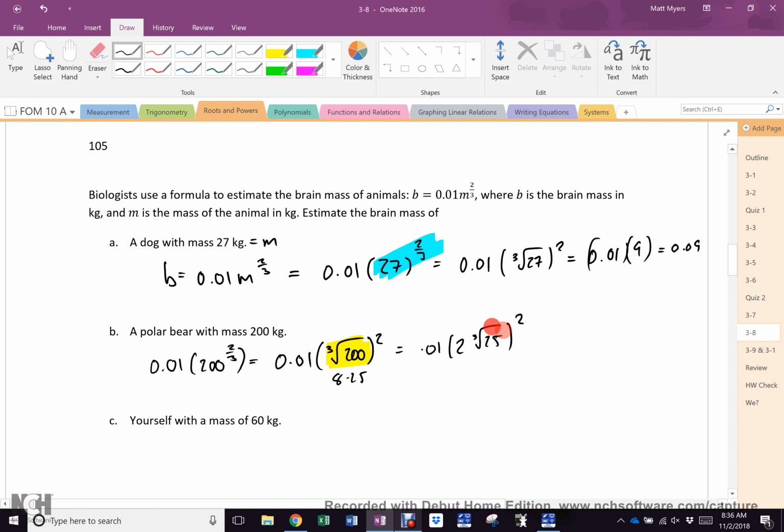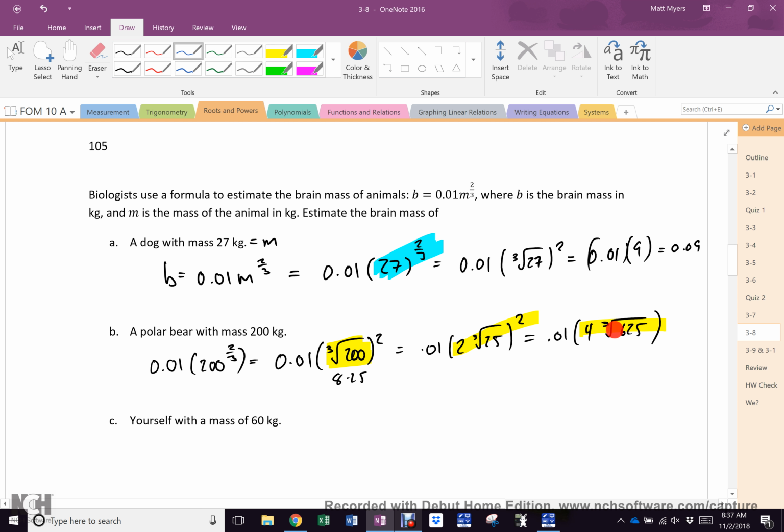What would this be? 0.01. What happens to the 2 when I square it? 4. What happens to the cube root of 25 when I square it? 25 times 25, because it's a cube root, which is 625, right? Now what would I do with that, if I was wanting it simplified without a calculator?